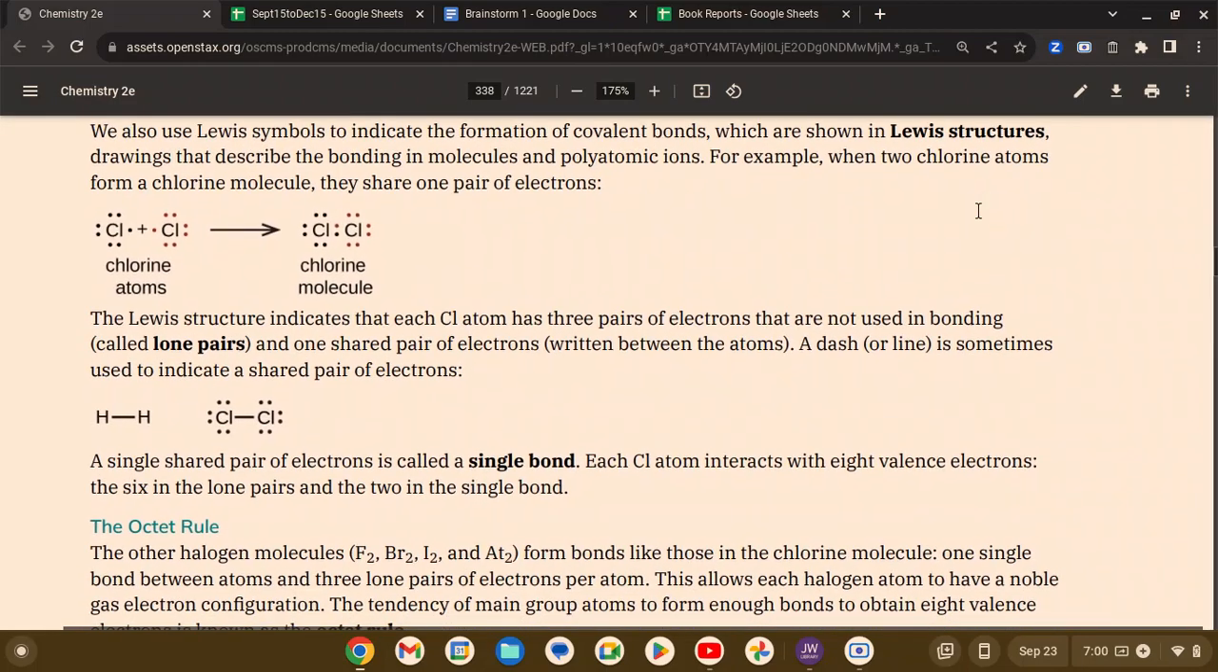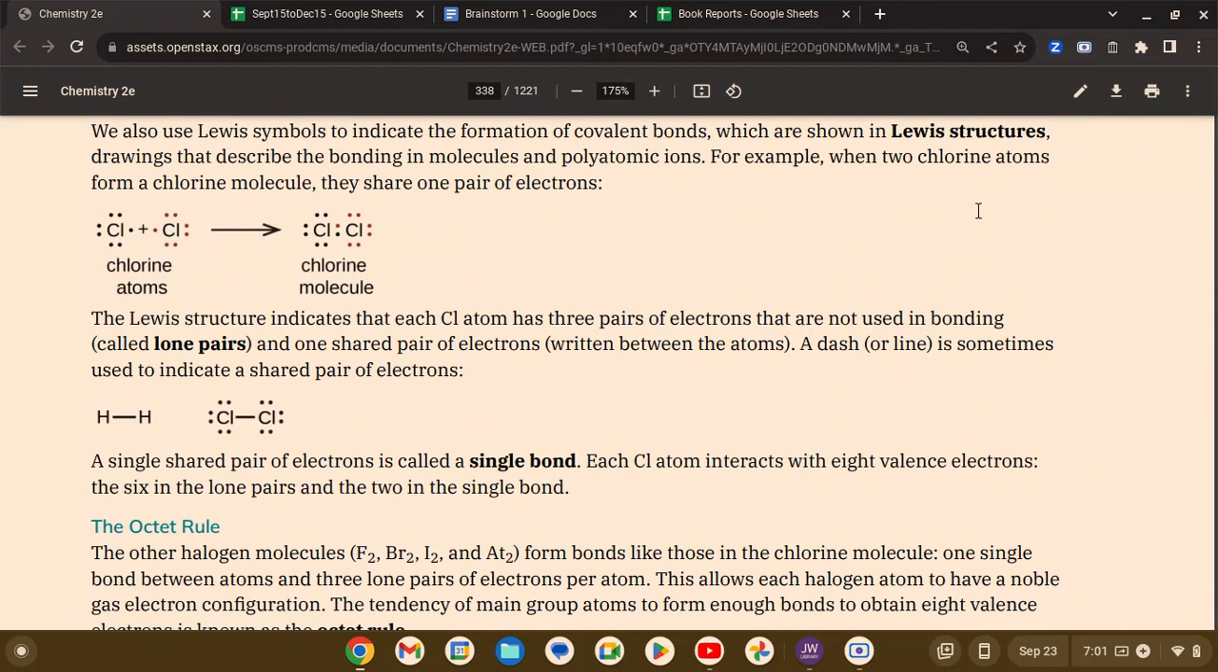Lewis structures. We also use Lewis symbols to indicate the formation of covalent bonds, which are shown in Lewis structures: drawings that describe the bonding in molecules and polyatomic ions. For example, when two chlorine atoms form a chlorine molecule, they share one pair of electrons. And there's the symbol. The Lewis structure indicates that each chlorine atom has 3 pairs of electrons that are not used in bonding, called lone pairs, and one shared pair of electrons written between the atoms.